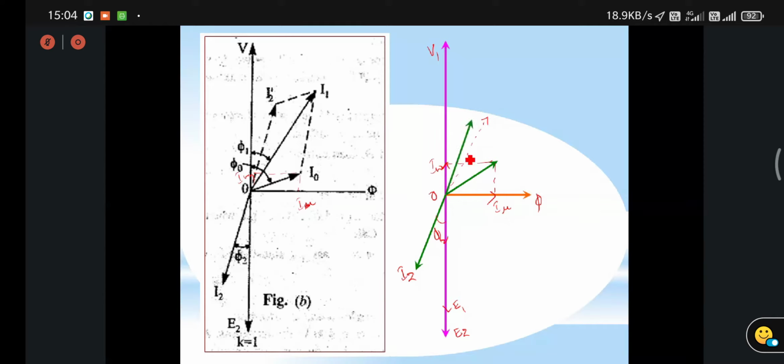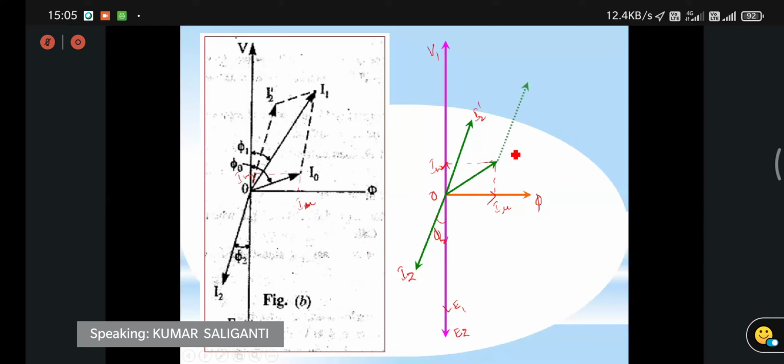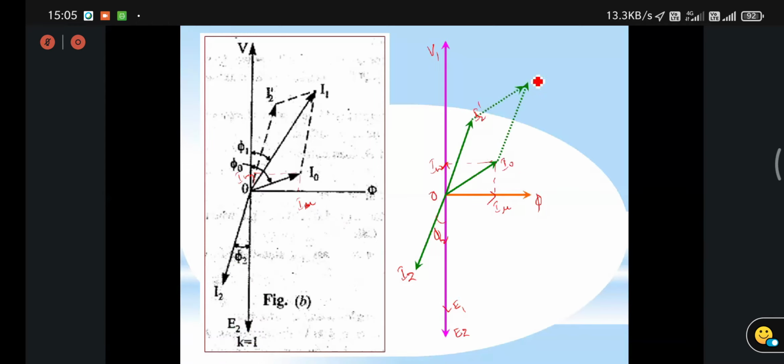Otherwise, you can take this exactly opposite direction as I2 dash. And if you combine this, if you extend this I naught and here I2 dash, then you can get I1. This I1 is nothing but I naught plus I2 dash. So you can get this line like that.